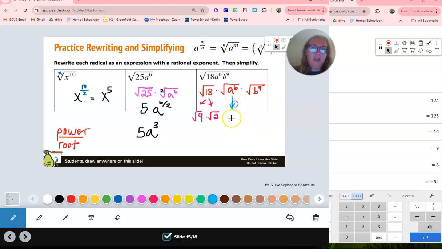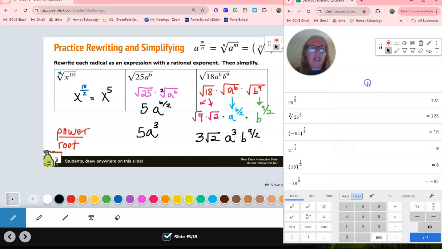This piece here, we can rewrite as a power of 6 and a root of 2. So it's an a to the 6 halves. And here we have a b to a power of 9 and a root of 2. Further simplifying, the square root of 9 is 3. Square root of 2. A to the 6 halves becomes an a cubed, and that stays as a b to the 9 halves. 9 divided by 2. We don't want to write a decimal in the exponent, so we can just leave it as 9 divided by 2.